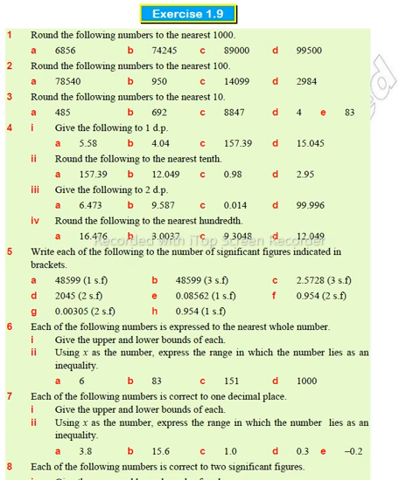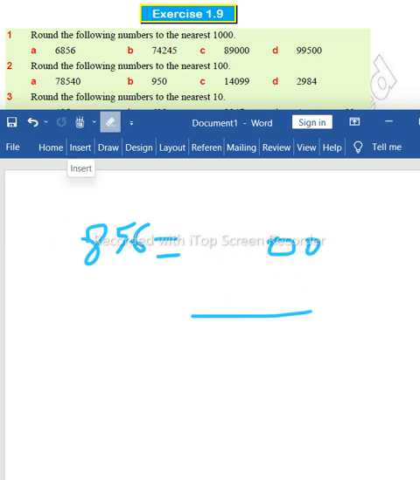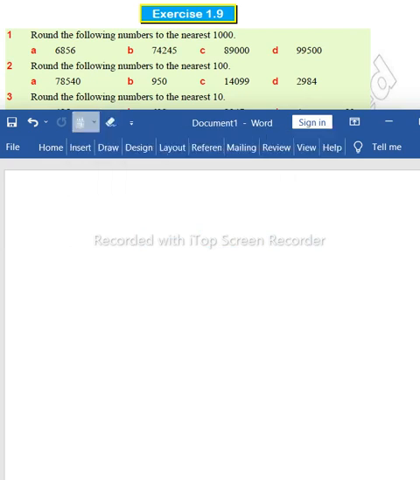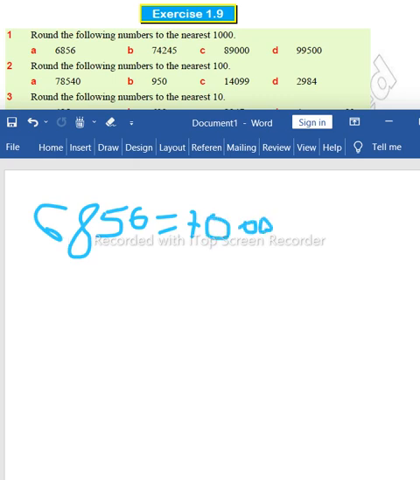question letter A. Let us write the question here. We have the number 68,59_. The question says to round the number to the nearest of 1000. So this is 10, this is 100, and this is 1000. As we see, 8 is greater than 5, so we round 6 to 7. We have to put 0 0 0. So this is the answer for question letter A.